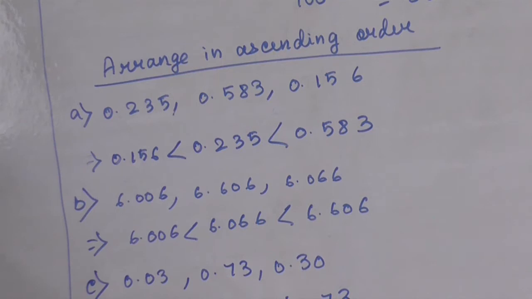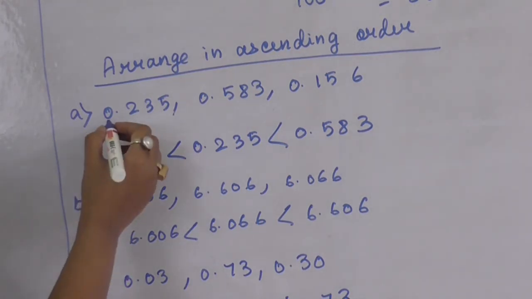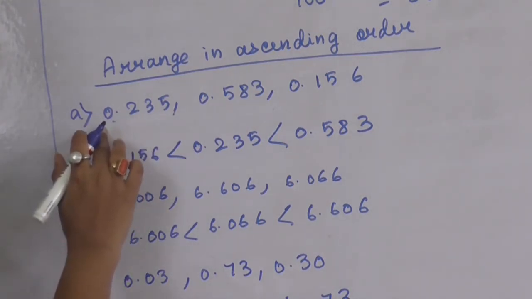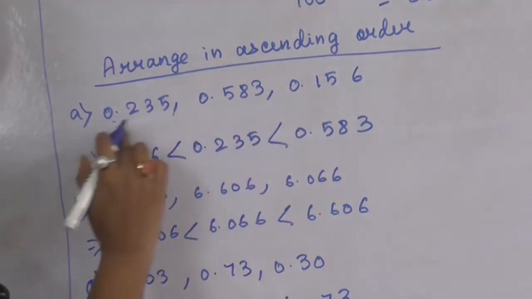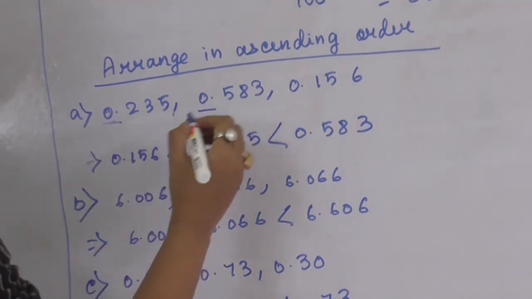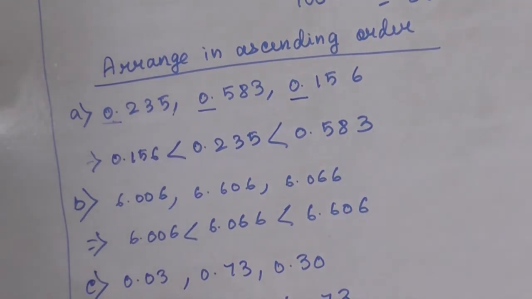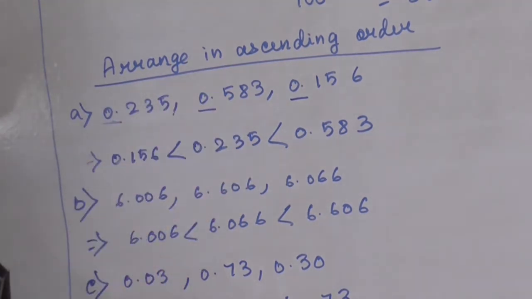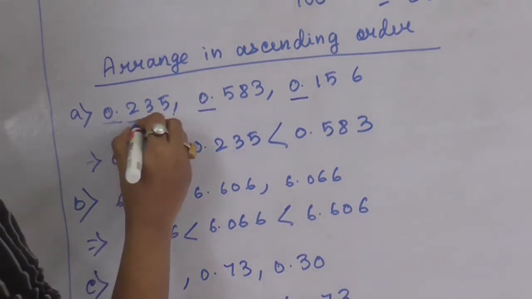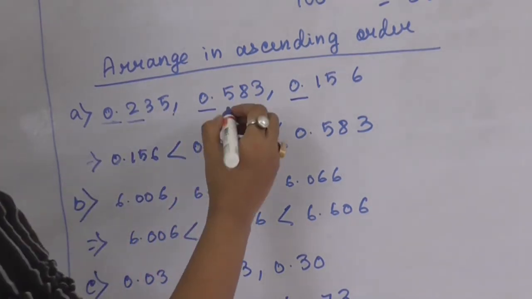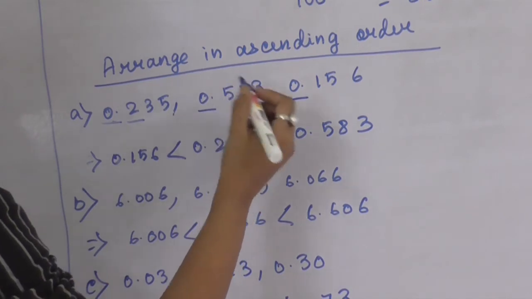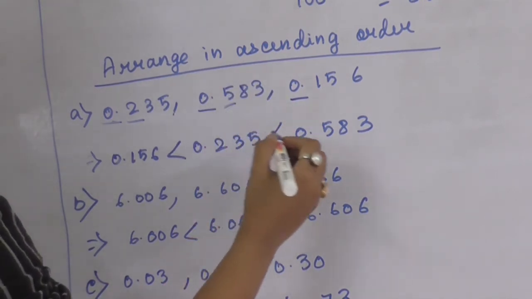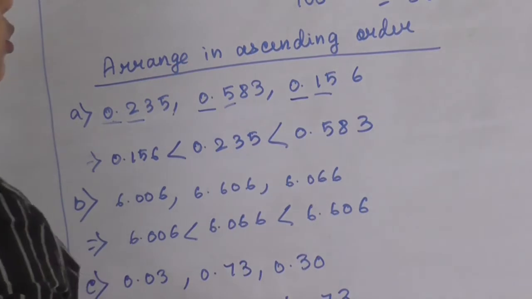So 3 numbers are already given. So you can see that on the left hand side of the decimal point, 0 has been given on all three. So now what we have to consider? We have to consider the portion which is on the right hand side of this decimal point. The first number on the right hand side of the decimal point, we can see 2 over here. And here it is 5. And over here we can see it is 1.